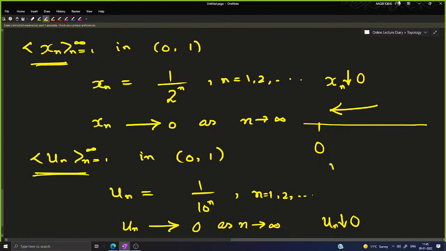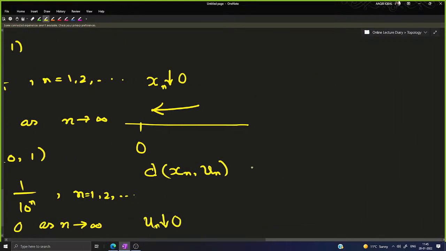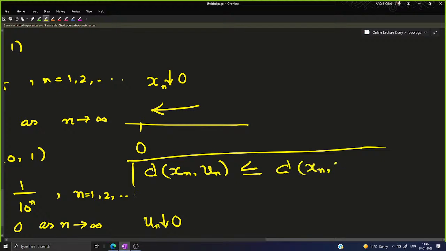तो क्लियरली अगर आप फिर इनके बीच में डिस्टेंस देखेंगे, distance between xn and un अगर आप देखेंगे, इसको आप by triangle inequality, ये जो distance है between xn and un, you can write this to be less than or equal to, using the triangle inequality, the distance between xn and 0 plus the distance between 0 and un.